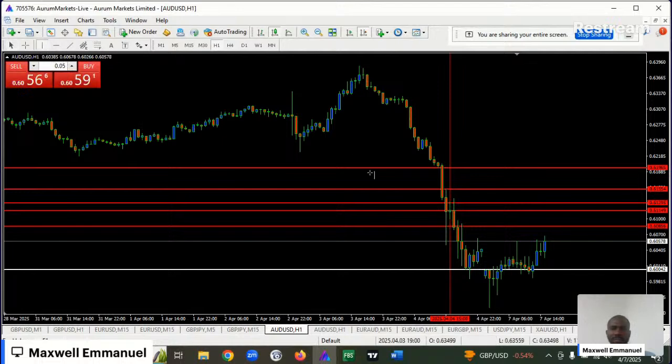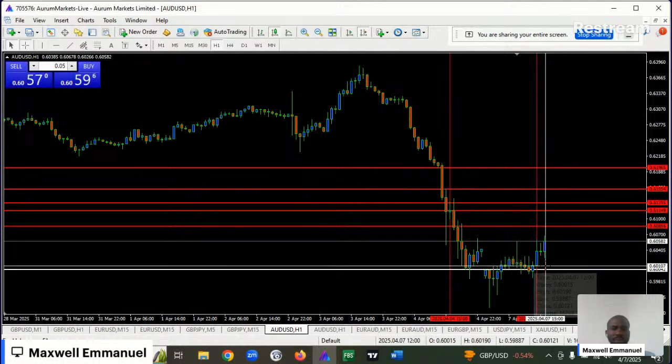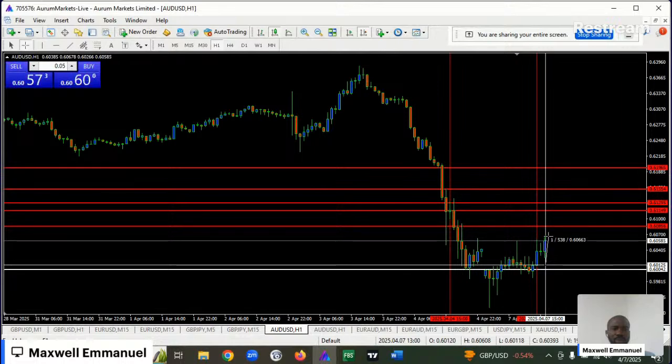and you can see the pattern that formed after the support zone got tested. We had this candle that looks like a spinning bottom. So on Australian dollar USD, this would have been the right time to buy. Stop loss, let's say 30 pips, TP 50 pips. So one would have made 50 pips on Australian dollar USD. See that?